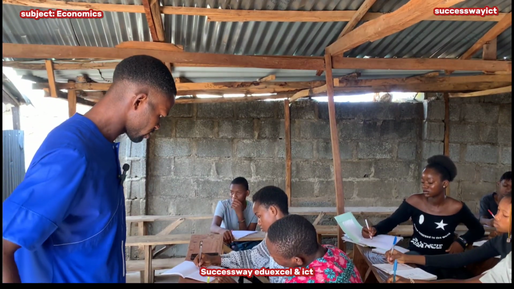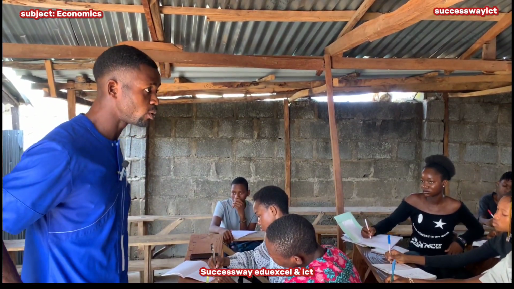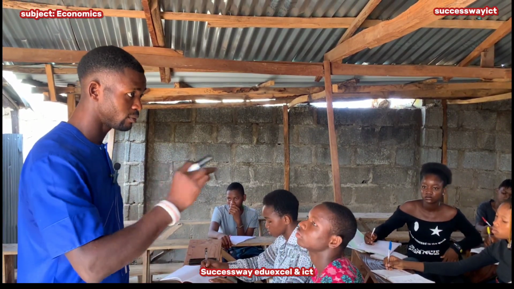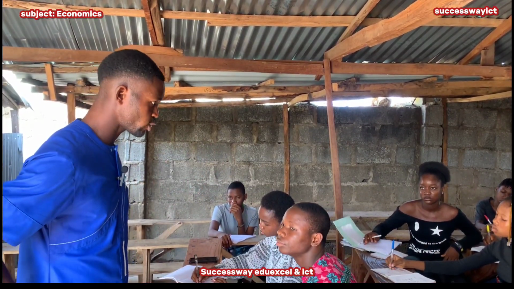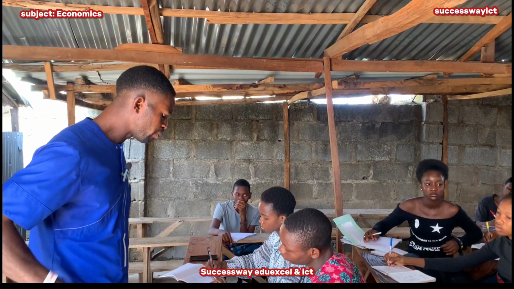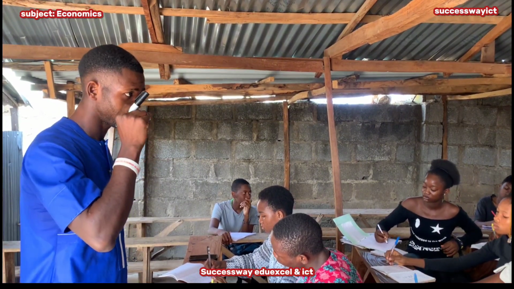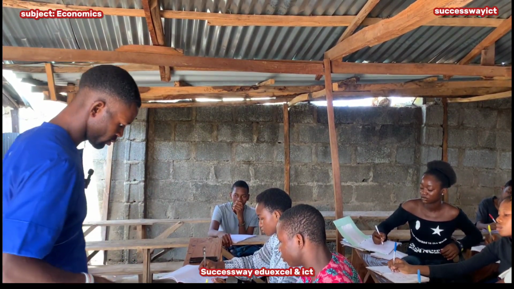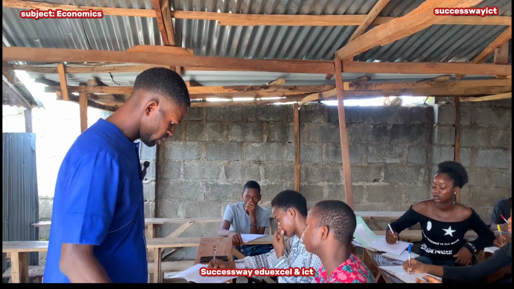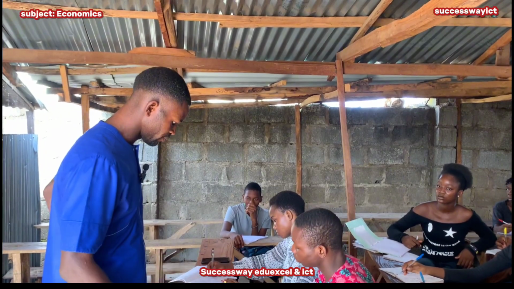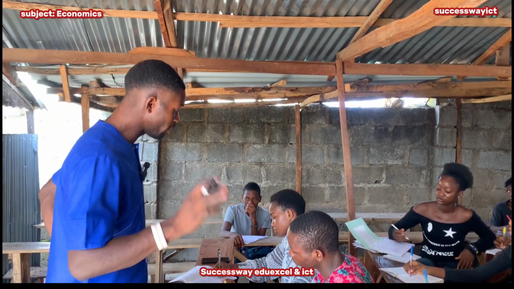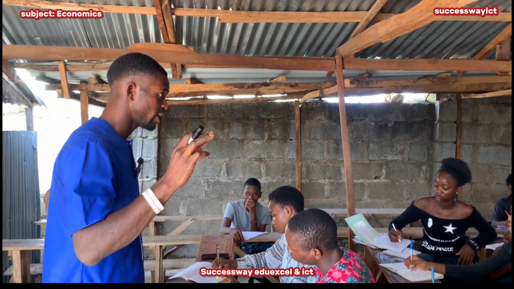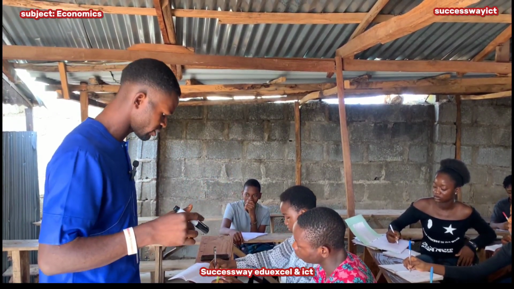Number 2, I want you to read this ahead. If you don't have the textbook, you have your data, you can Google it out. Number 2, public finance. Objective number 1, meaning of public finance. That means if you are reading, you should know the meaning of public finance.